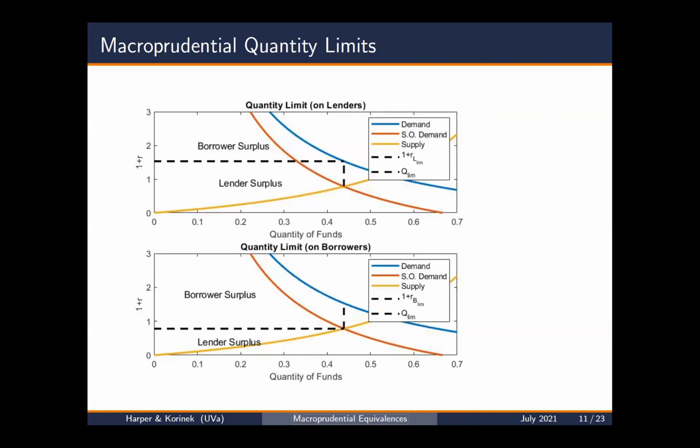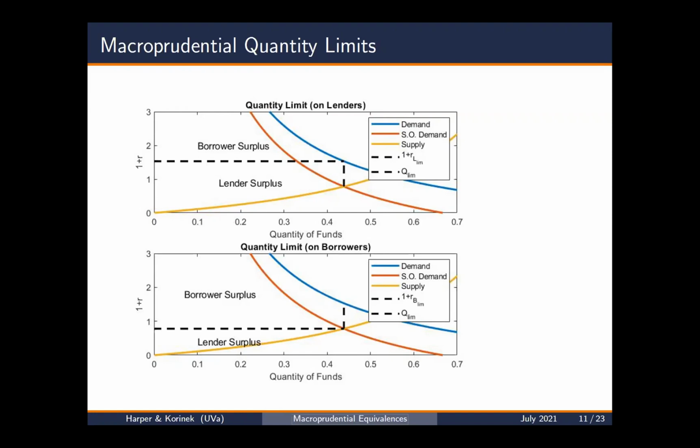And when you do that, what happens if you're applying the quantity limit on lenders is that the interest rate is going to be fairly high, because it's an interest rate at which lenders would like to lend out more, but they can't. So now the lenders, since there's this high interest rate, are getting all of the surplus from the regulation. As you can see here in the graph, the lender surplus really grows when the quantity limit is applied on lenders. The other side of that coin is that when the quantity limit gets applied to borrowers, the interest rate is going to be relatively low, and borrowers are going to enjoy a surplus because they get to pay a lot less interest on what they borrow.